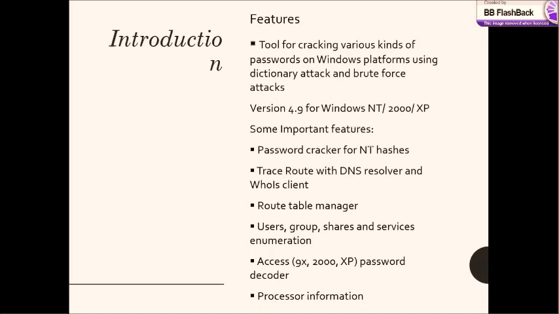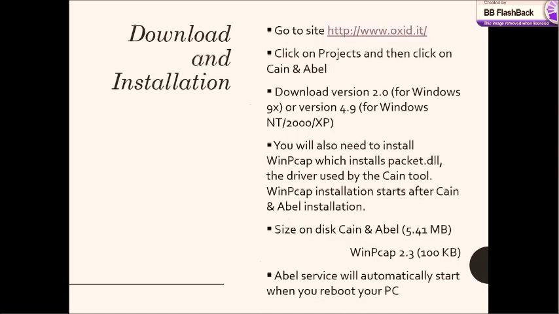access for the 98 series of computers, 2000 series, and XP, which are basically the legacy computers for Windows, password decoder, and processor information. Over here I've listed the steps involved in the installation process. We start by going to the website, and you will also need to install WinPcap for the Cain and Abel installation, as that's where the passwords will be saved.